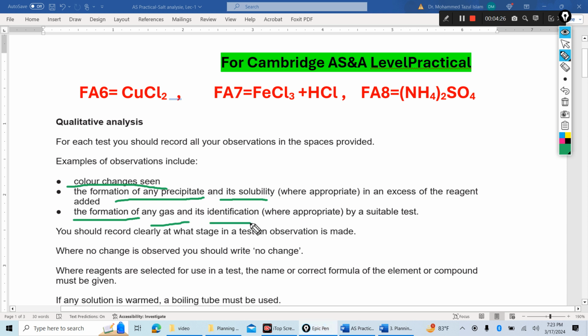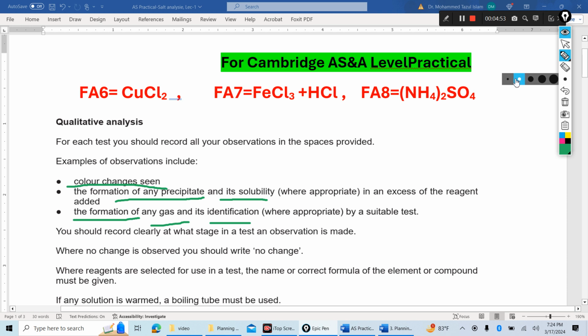If, say, carbon dioxide gas is formed, fizzing occurs and carbon dioxide gas forms, it turns lime water milky. If ammonia gas forms, it turns damp red litmus paper blue. Hydrogen pops with a lighted splint. That means the gas name and their positive test you must write.